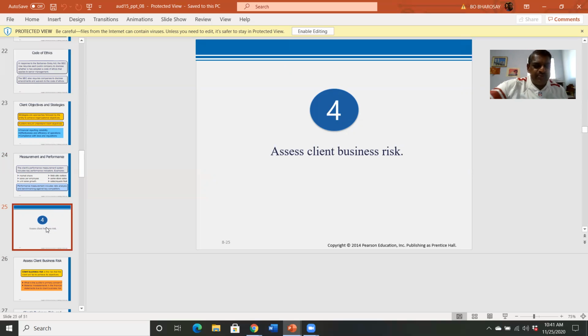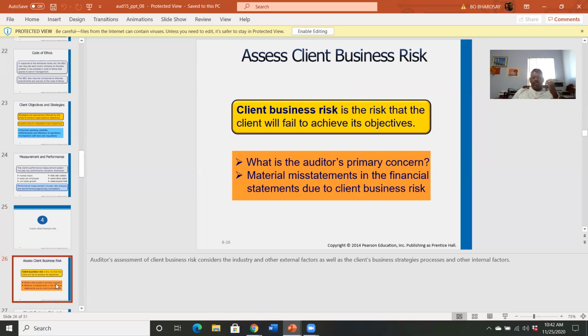What are some of the risks the business faces? What are some of the uncertainties that the business is facing? Client business risk is the risk that the client will fail to achieve its objective. What is the auditor's primary concern? The auditor's primary concern is material misstatement of the financial statements due to client business risk.